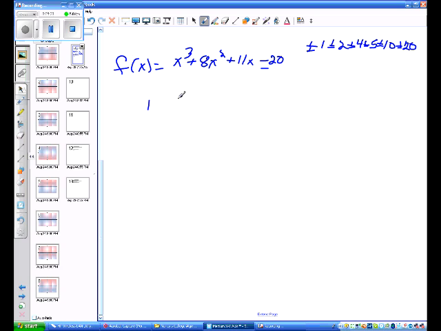So we put in our coefficients. We're going to do synthetic division, and we know if we get a remainder of 0, then that was a factor. And we're just going to start. I usually like to start with positive 1.